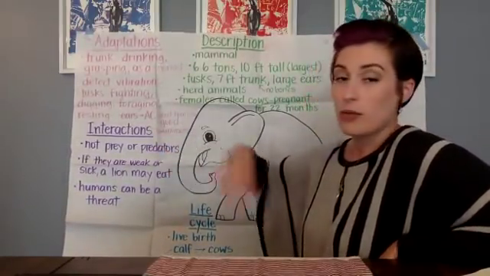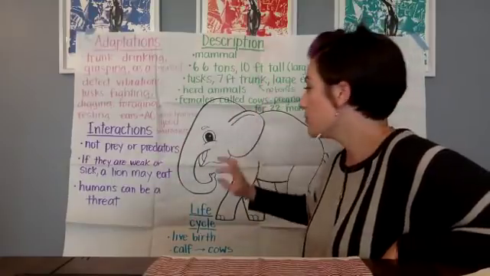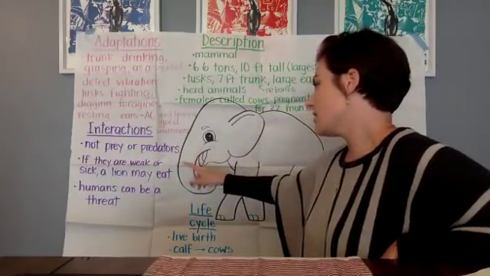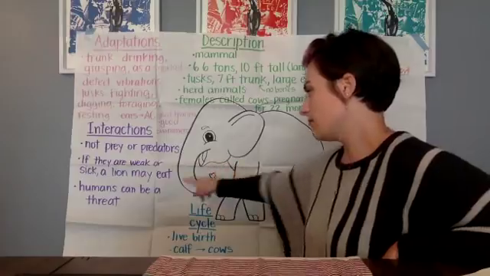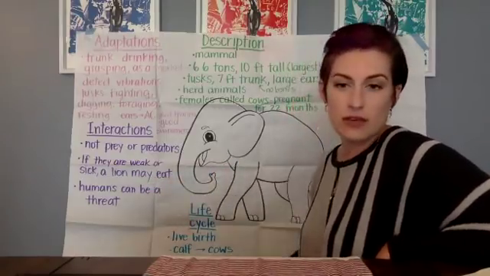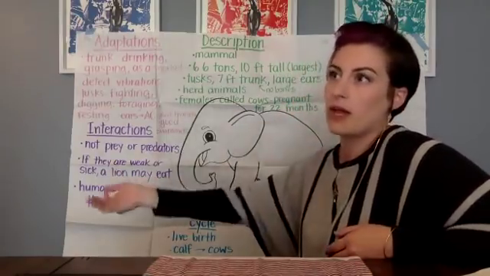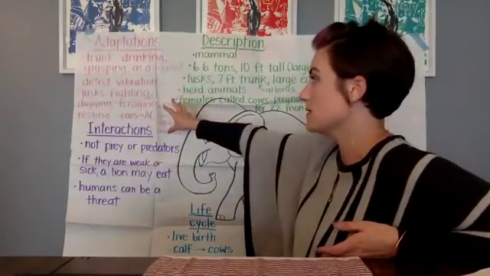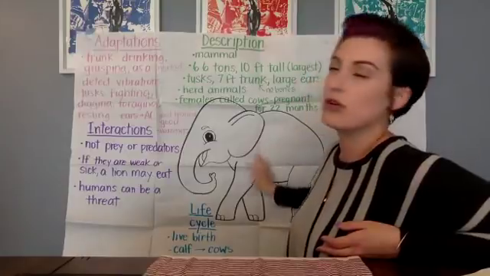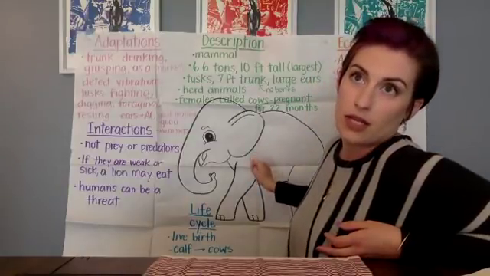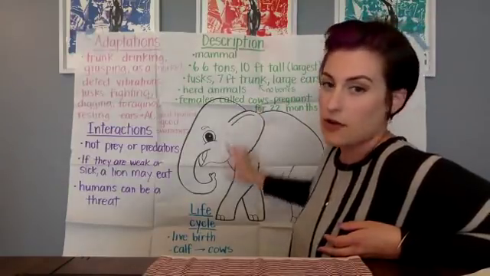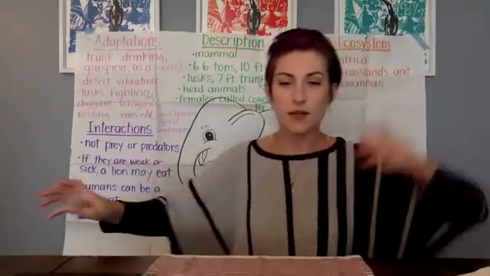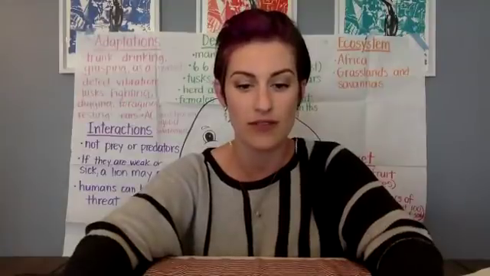Interactions, so like, are they prey? Are they predators? What else did I put here? If they're weak or sick, a lion may eat them. And then humans can be a threat. So basically, what do they threaten? What threatens them? And then lastly, adaptation. So what are some of the structural and behavioral adaptations that your animal has? So this is really 3rd grade focused. I think you could probably pull it off in 2nd grade as well.